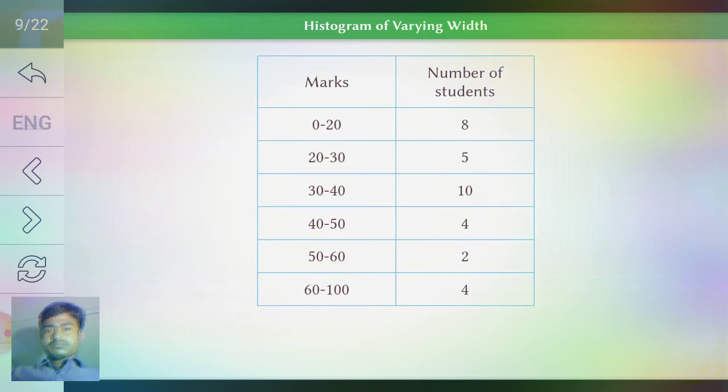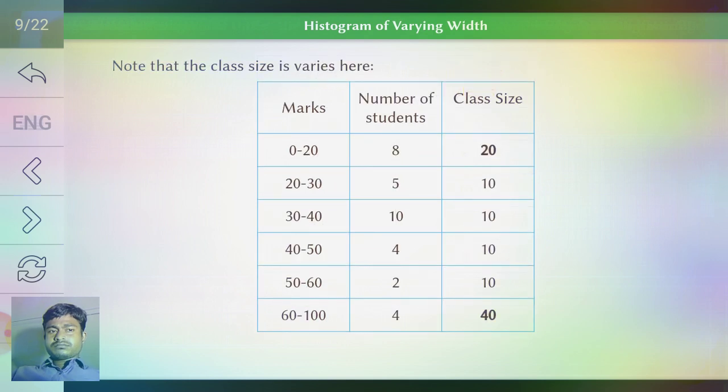Let us now learn to draw histograms with varying width, using the following data showing the marks of 32 students in a science test. You may notice the varying class size in the table. The class size of the first interval is 20, the class size of the last interval is 40 and the class size of the rest of the intervals is 10.